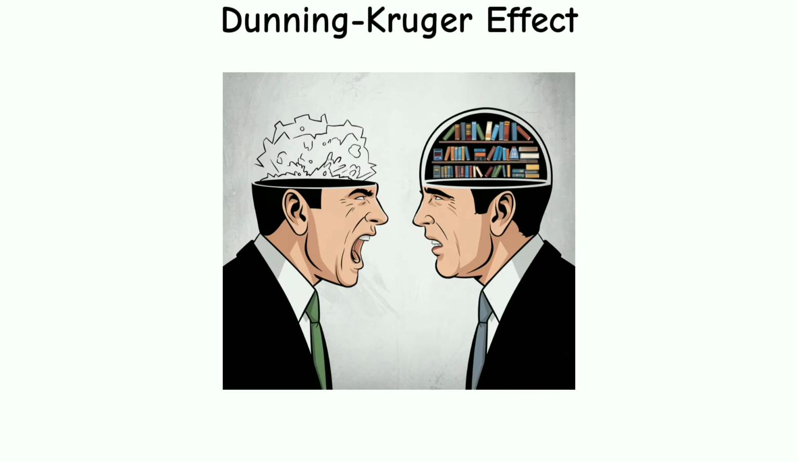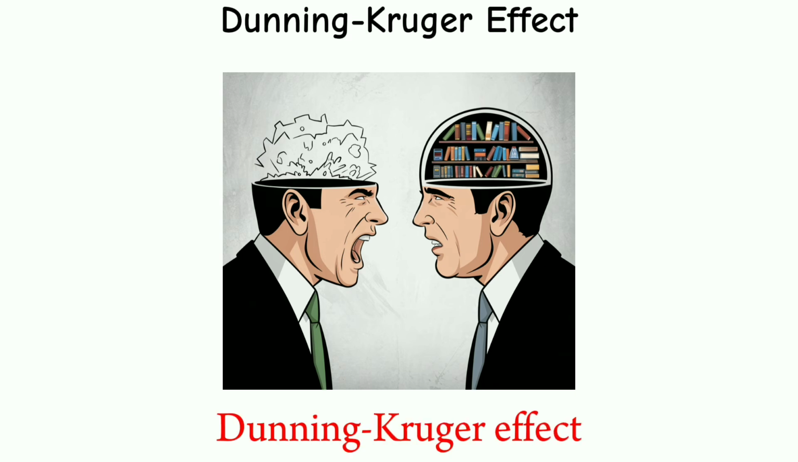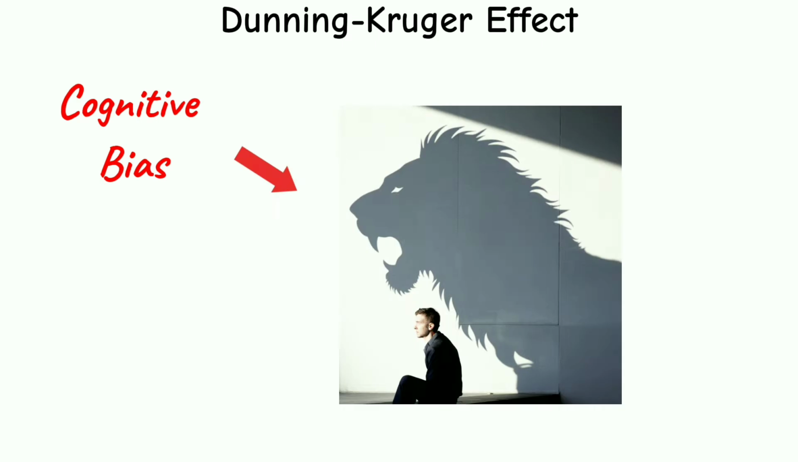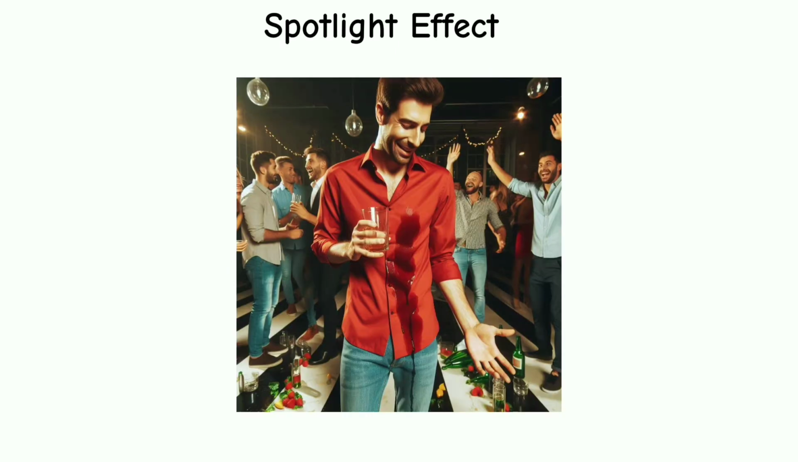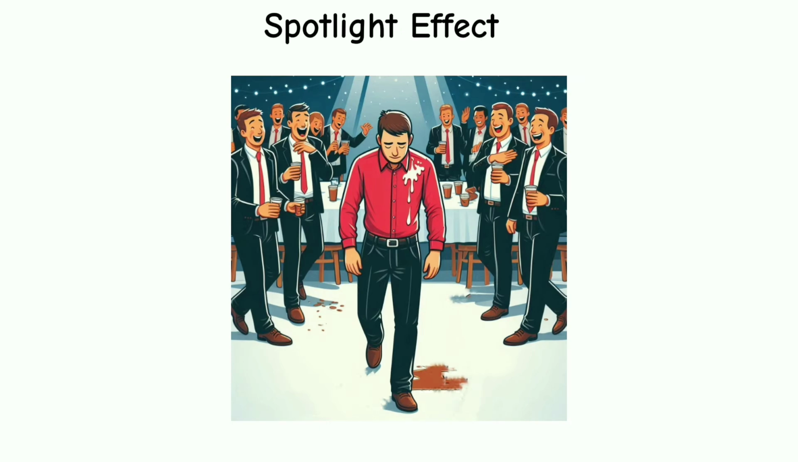Dunning-Kruger Effect. Imagine someone with little knowledge or skill in a certain area, yet feeling overly confident in their abilities. This is the essence of the Dunning-Kruger Effect, a cognitive bias where individuals with limited expertise mistakenly believe they are more capable than they actually are. Spotlight Effect. The spotlight effect is when we believe that people notice our appearance, mistakes, or behavior more than they actually do. For example, you're at a party and accidentally spill your drink on your shirt. As you make your way to the bathroom to clean up, you feel like everyone at the party is watching you make a fool of yourself, leaving you incredibly embarrassed.